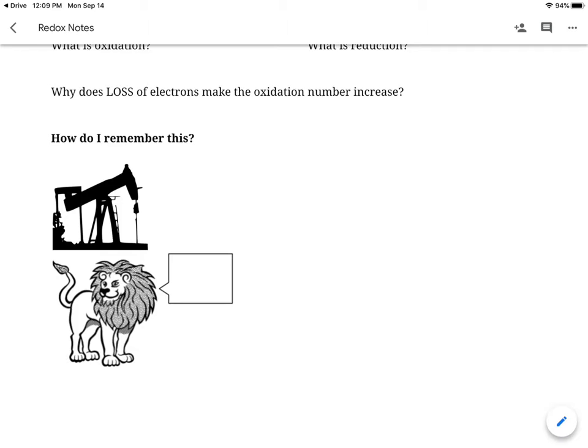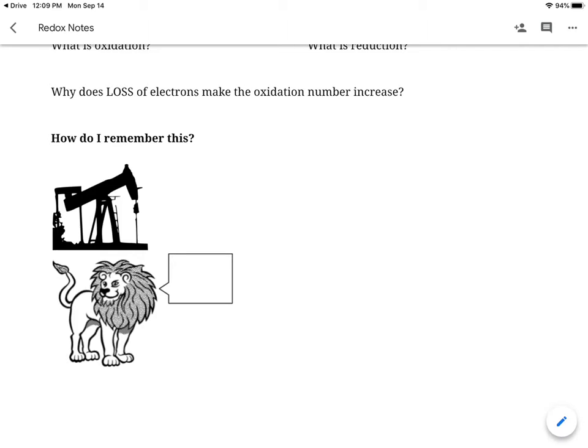So we have said that oxidation is the loss of electrons and reduction is the gain of electrons. But why is it that when electrons are lost, the oxidation number would increase? If you think about how electrons have a negative charge, when something loses electrons, its charge will become more positive. So when electrons are lost, the oxidation number goes up for the same reason that the charge would increase.